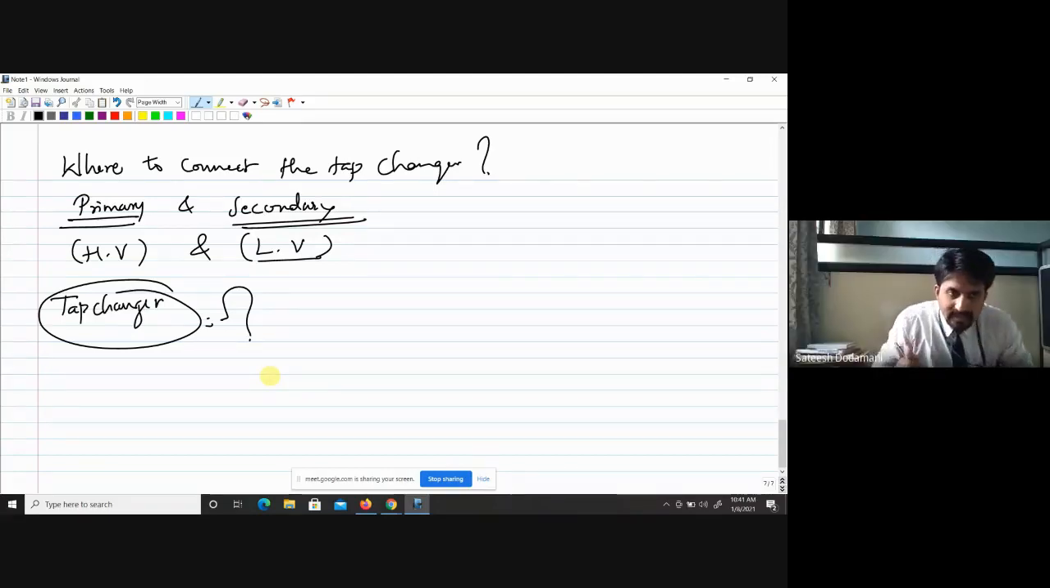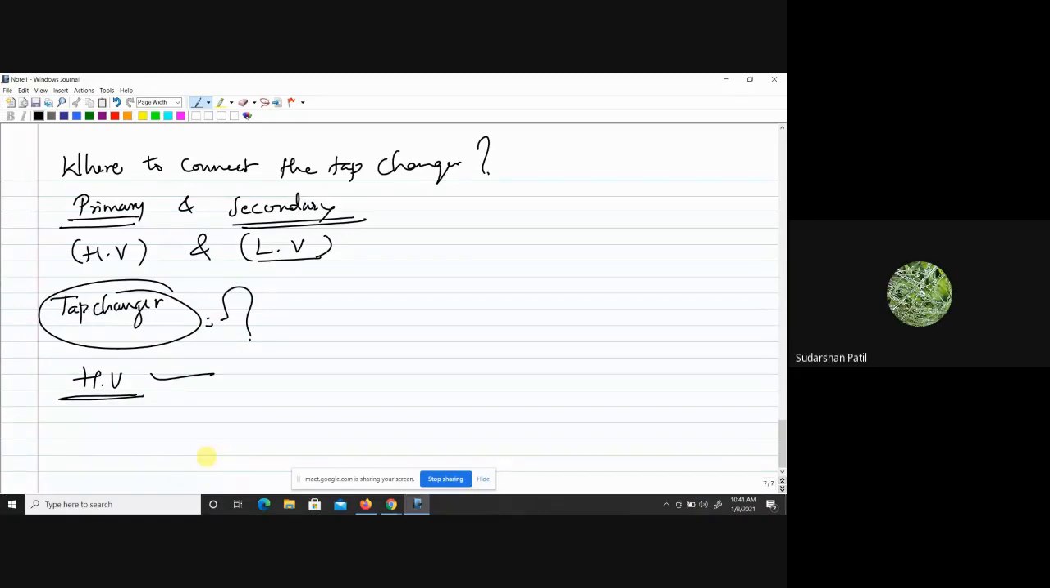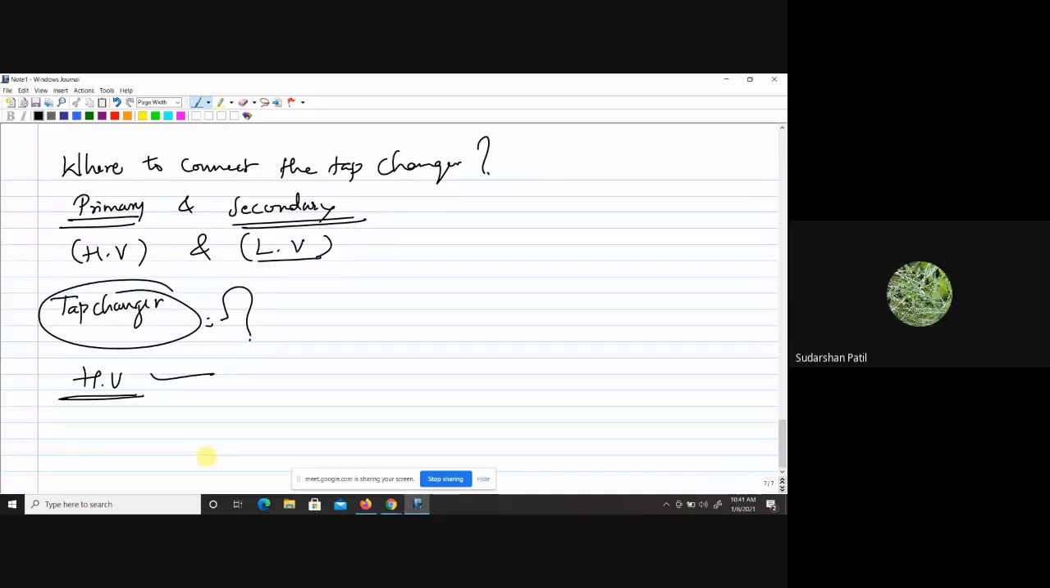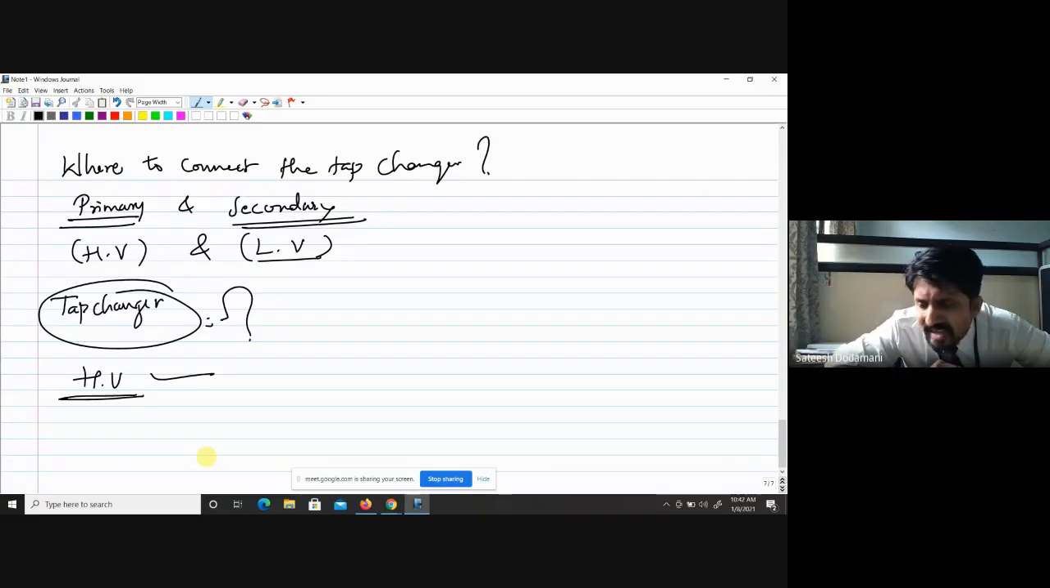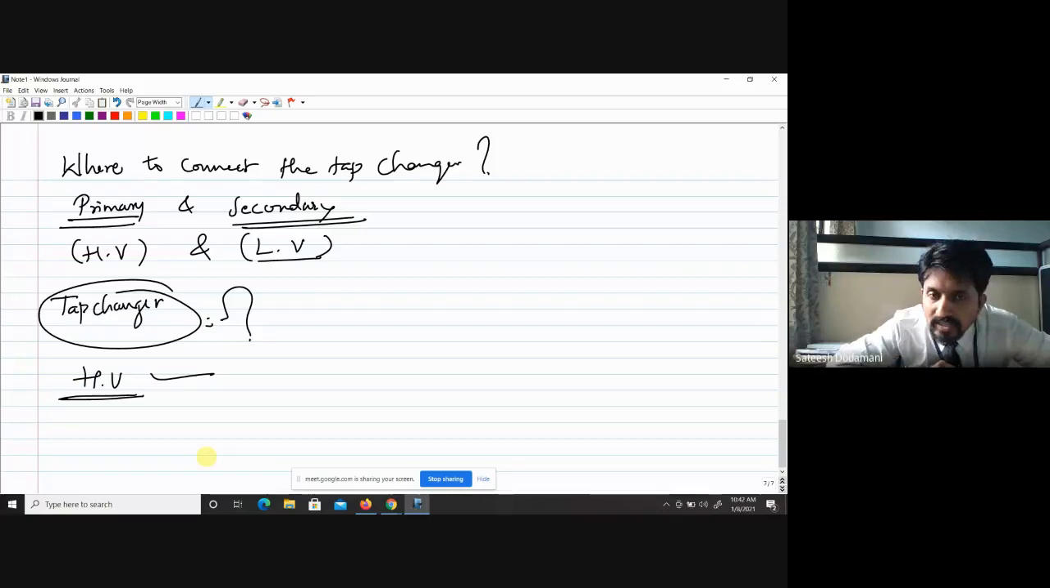High voltage. Yeah, the answer is correct. Now just give me the justification. Because sir, winding is more, sir, we can change anywhere. The turns are more on the high voltage side, sir, so we can change the tap anywhere. At low voltage, we can get only less.